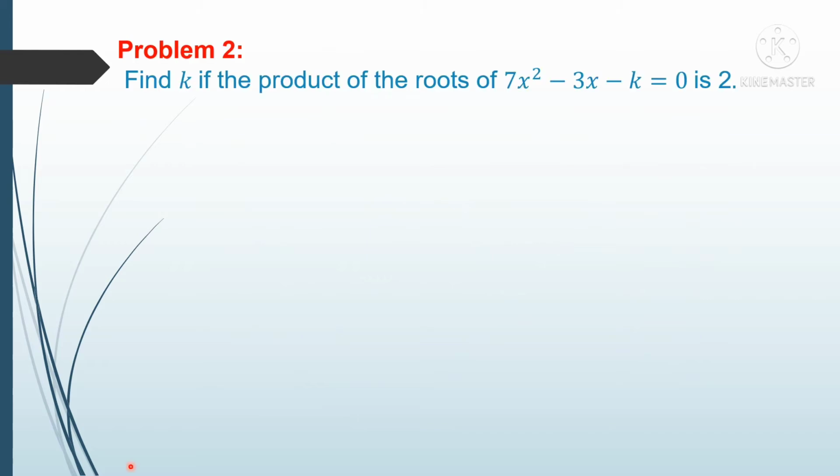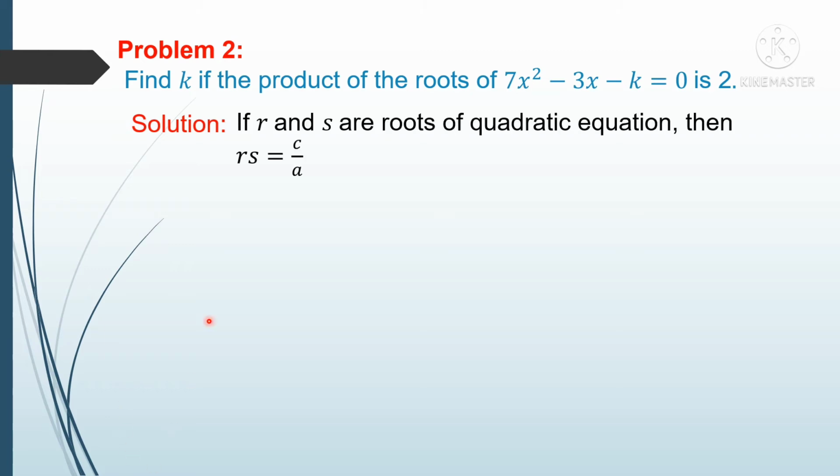Let us have problem number 2. Find k if the product of the roots of 7x squared minus 3x minus k equals 0 is 2. So the product of the roots of this quadratic equation is 2. So to solve that, our solution, and we'll also make a presumption that our r and s are roots of a quadratic equation. Then r times s is equal to c over a.